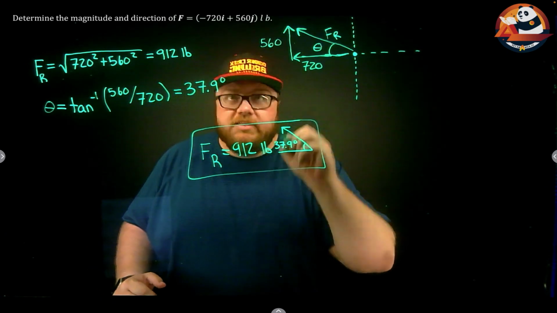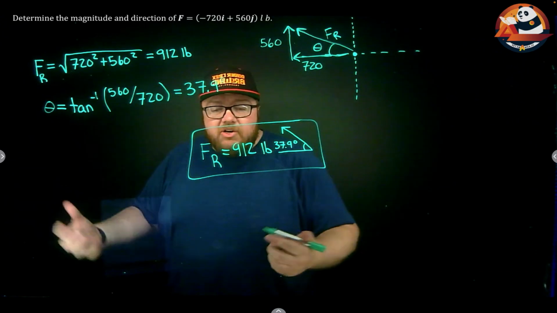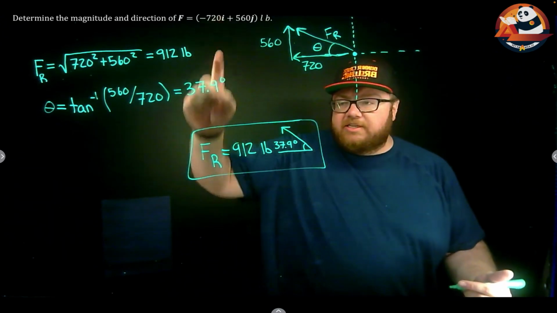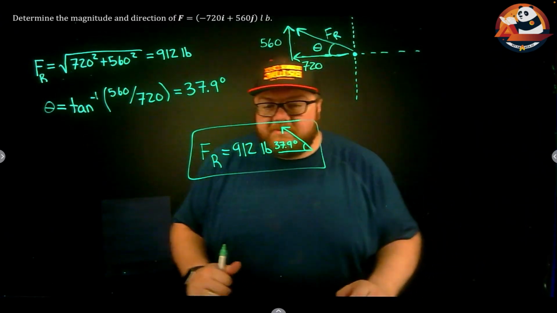That is how we get from a Cartesian vector to magnitude and direction. There are times that we want to use the Cartesian form, and times this will be easier, but we do need to move back and forth between the two of them.